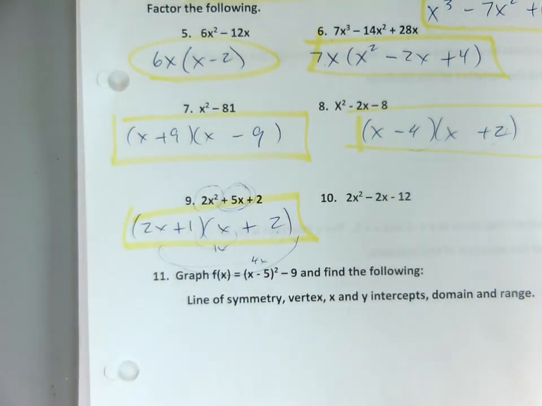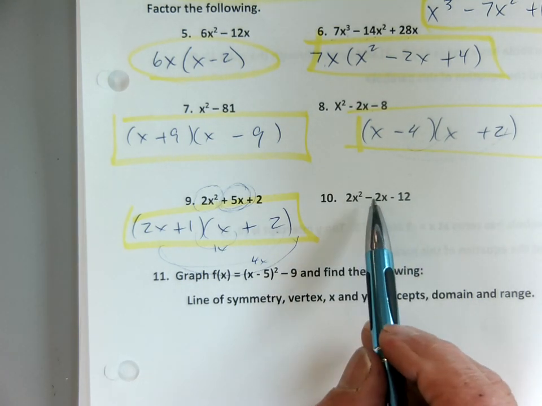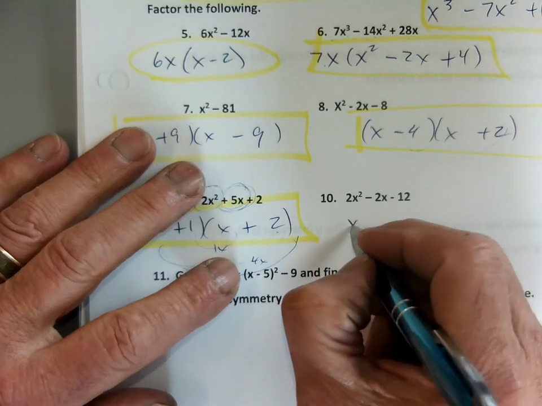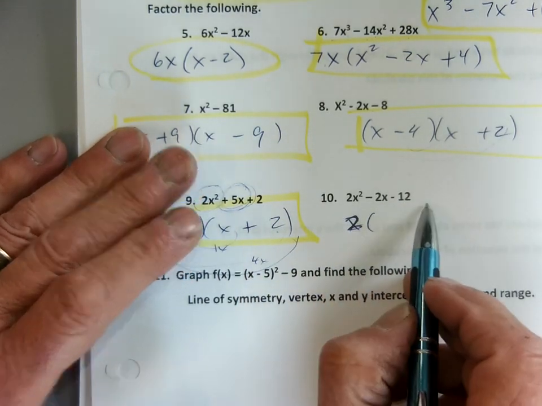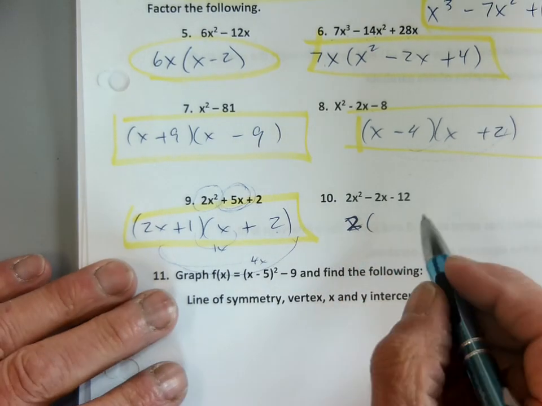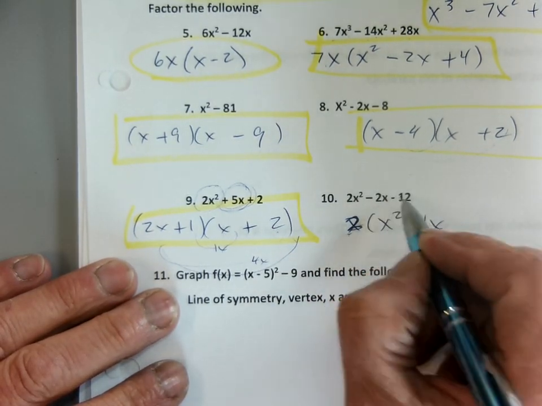Okay, number 10. Well, what I notice is I can common factor out an x. So I'm going to do that. I'm sorry, 2. I said that wrong. Common multiple of 2. My bad. So take out the 2x squared. Take out a 2 minus 1x. Take out a 2 and I get a minus 6.